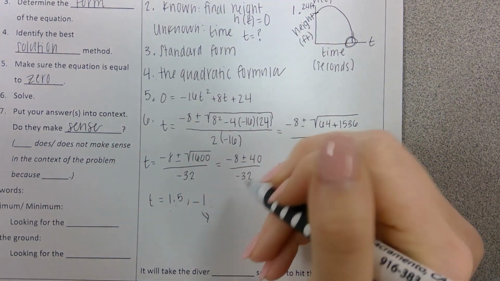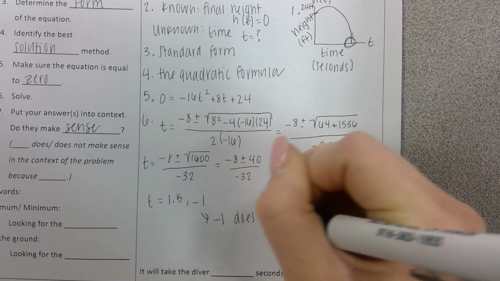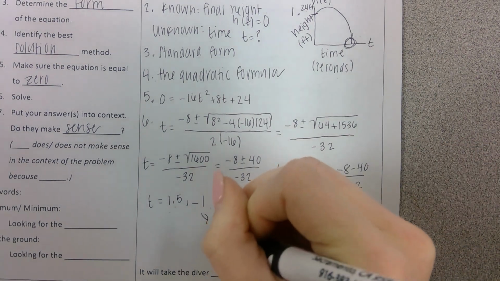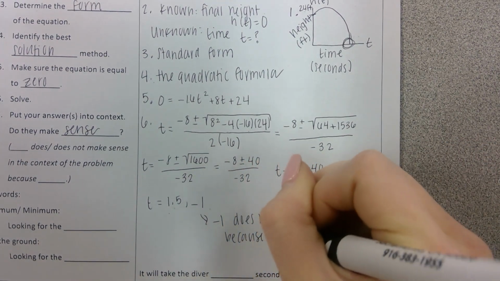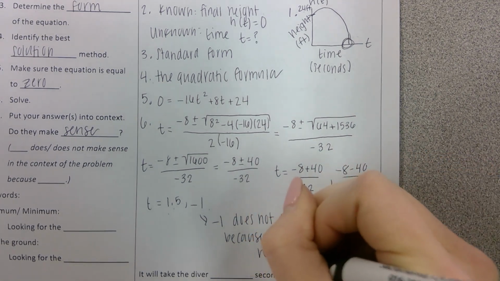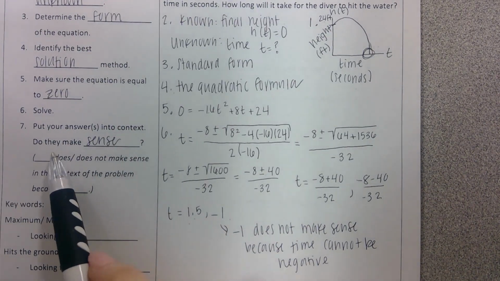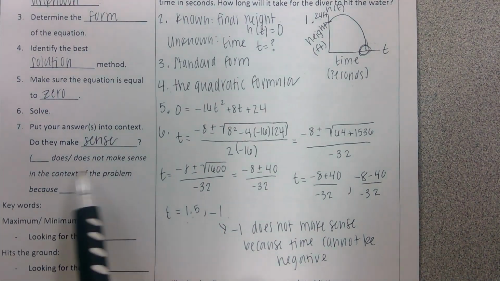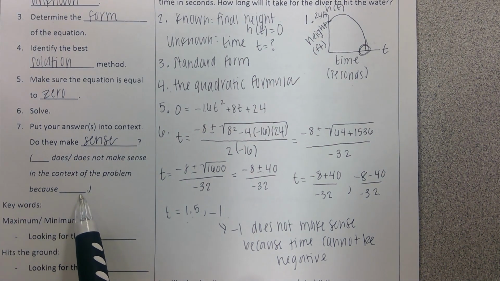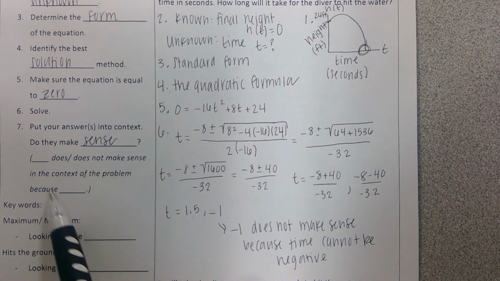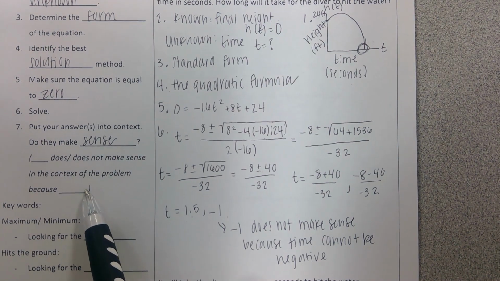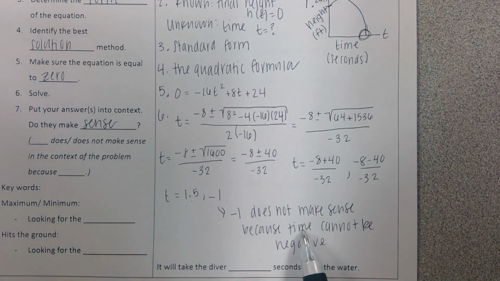So we want to make a note. I'm going to say negative 1 does not make sense, and then because time cannot be negative. This is really important. I gave us a little sentence stem over here: blank does or does not make sense in the context of the problem because blank. On your test, hint, hint, wink, wink, when we take our test over this, we might be asked to explain why it does make sense or why it does not make sense. So this is helpful for us. So negative 1, time cannot be negative.